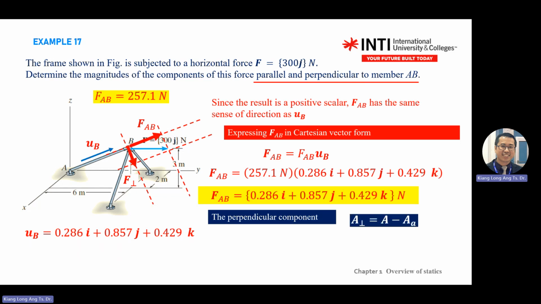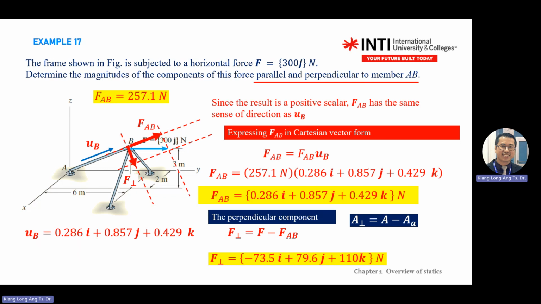Okay. So perpendicular component. Perpendicular component is this formula. You take F multiplied by F_AB by this triangular form. If you draw the triangle, you will get this triangle. This is F. This is F_AB parallel, and this one is F perpendicular.